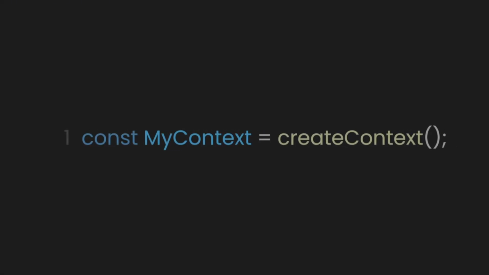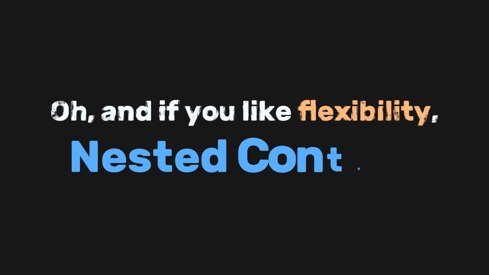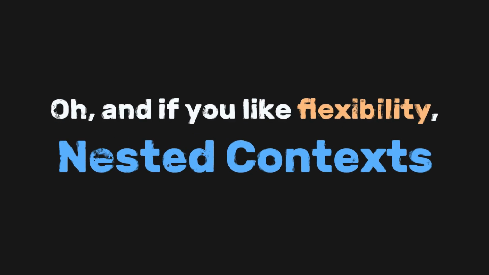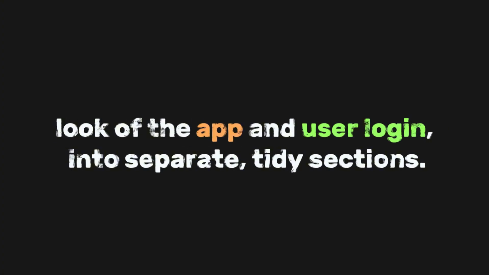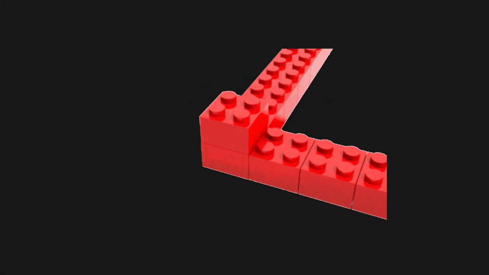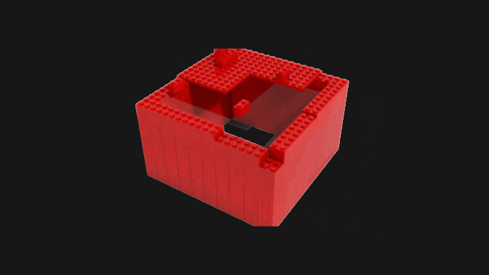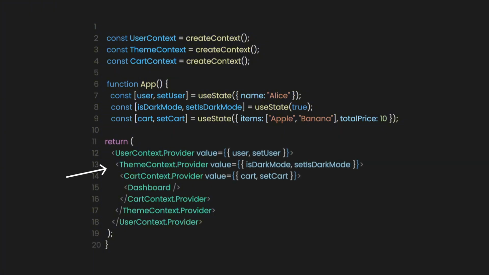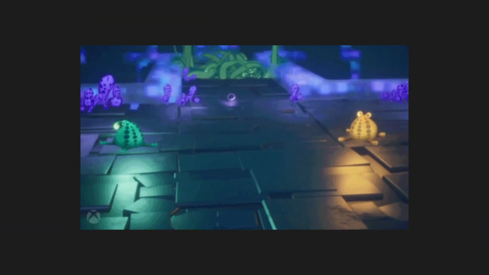You can give your context a nice name like myContext, which makes it easy to find when you're fixing problems in React DevTools. Oh, and if you like flexibility, nested contexts are really helpful for you. They help you stay organized by putting different things like the look of the app and user login into separate tidy sections. This way, you can easily manage and update individual pieces of state without affecting other parts of the application. For example, the theme context only handles theme changes, while the user context is dedicated to managing authentication. This separation of concerns makes your app much easier to maintain and extend as it grows.